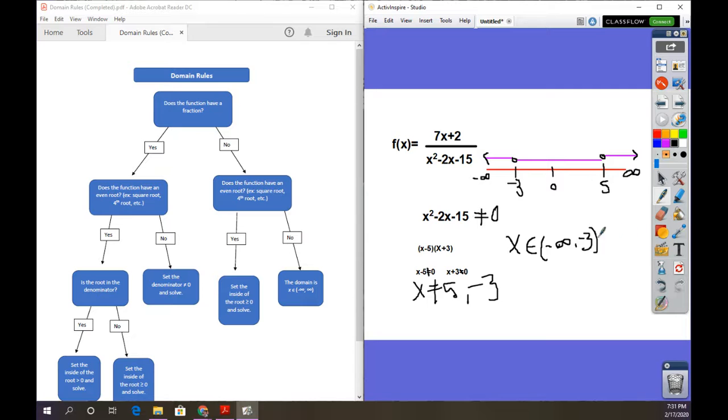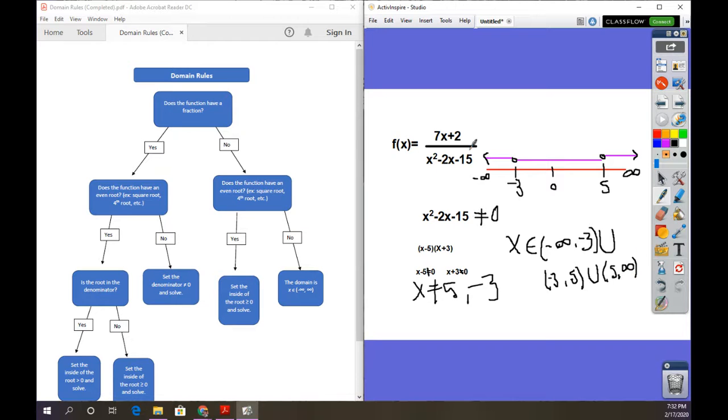And because there are 3 parts, we separate it with this U-looking thing. And what that means is or. So x can be from negative infinity to negative 3, or, and because I'm out of space, I'm going to come down here. Normally you would do this all in one line. Or you could be negative 3 to 5, or you can be 5 to infinity.